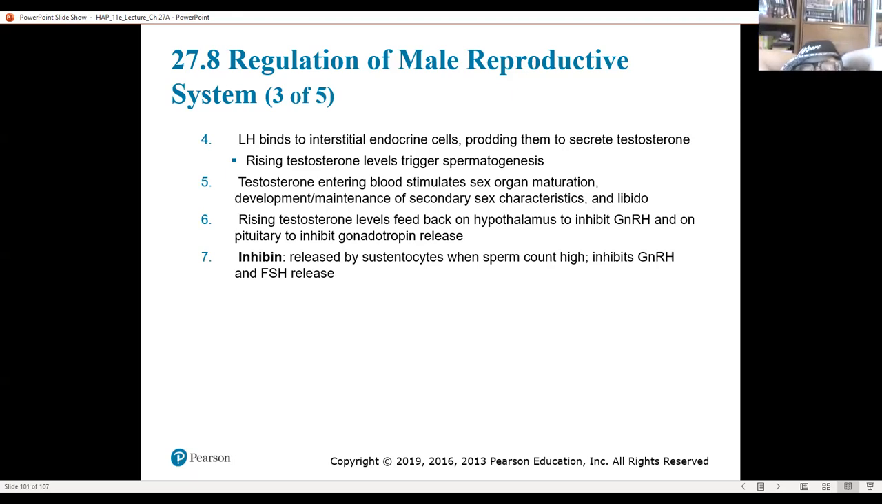Rising testosterone levels feed back on the hypothalamus to say, stop that, we've got it under control, we're doing the male thing. And the hypothalamus will inhibit gonadotropin releasing hormone, which stops the pituitary from sending follicle stimulating hormone and luteinizing hormone. The sustentocytes can also release inhibin if the sperm count is really high. That's another way that we can inhibit gonadotropin releasing hormone in the hypothalamus, or follicle stimulating hormone in the anterior pituitary.